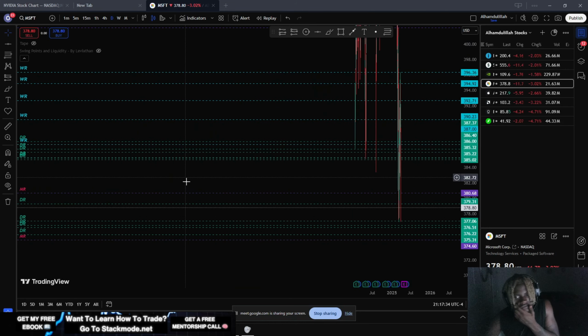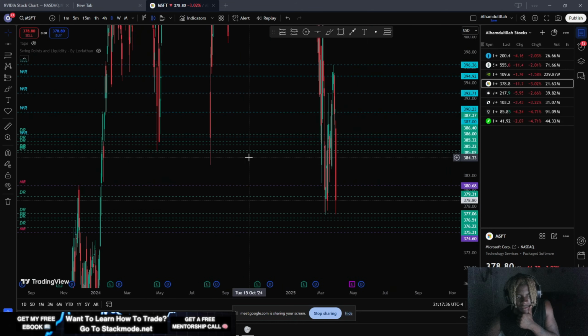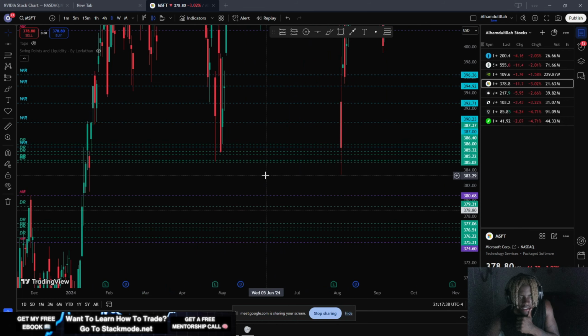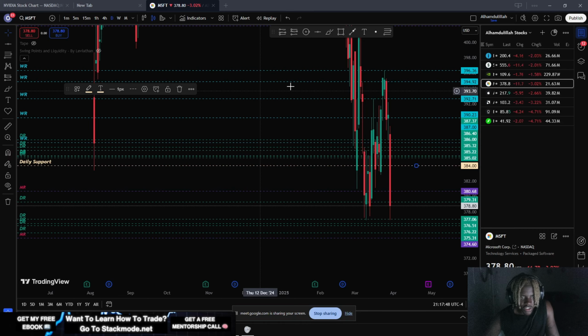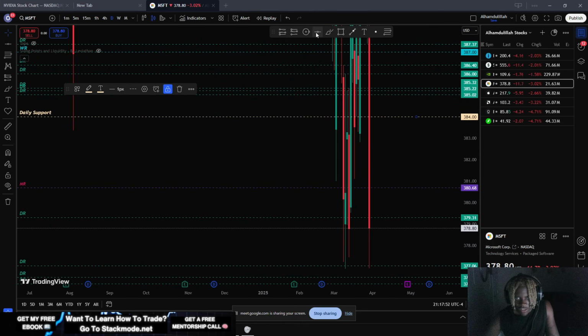Now, there's not much resistance in here. There's only support. I want to mark this support then. So in this instance, when there's no resistance, this is where we're going to have to mark out support, because there isn't much resistance.